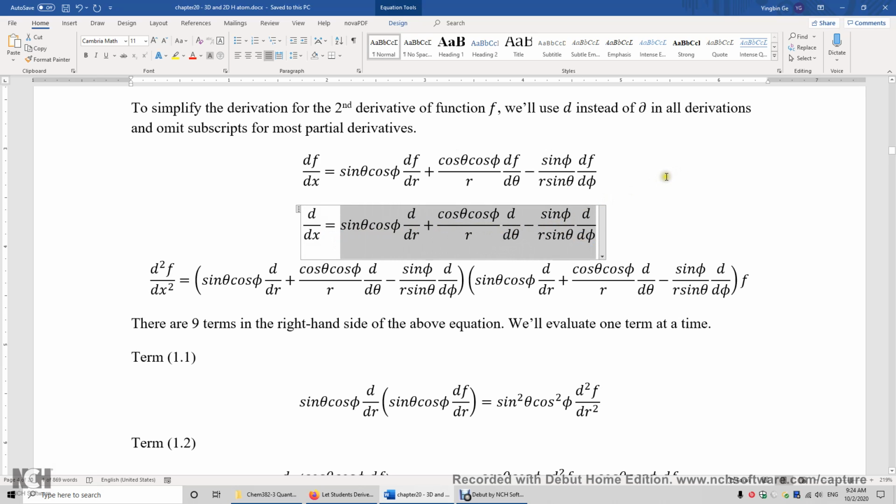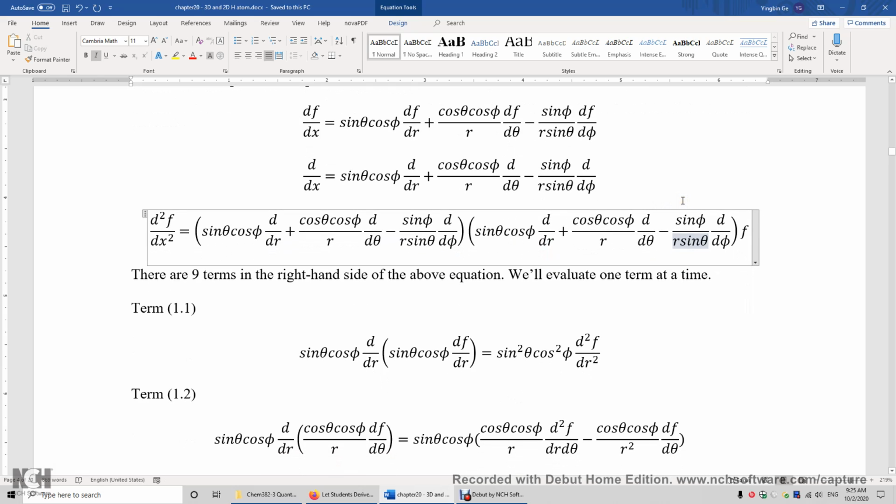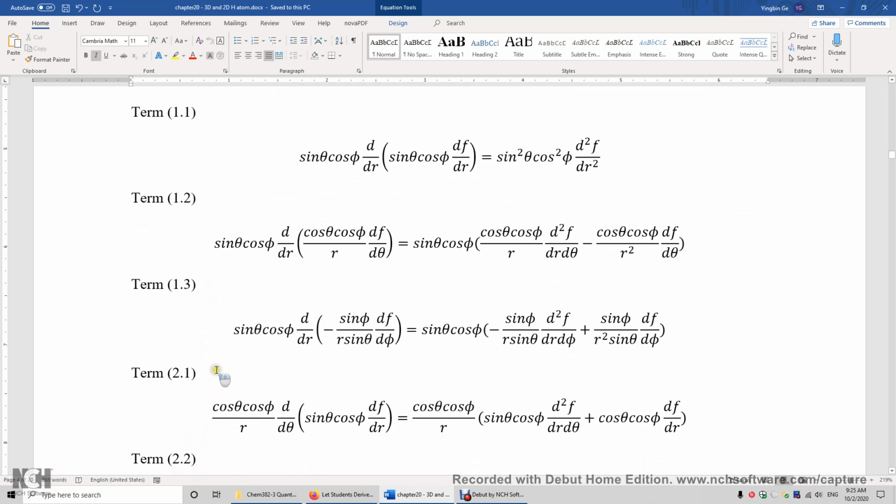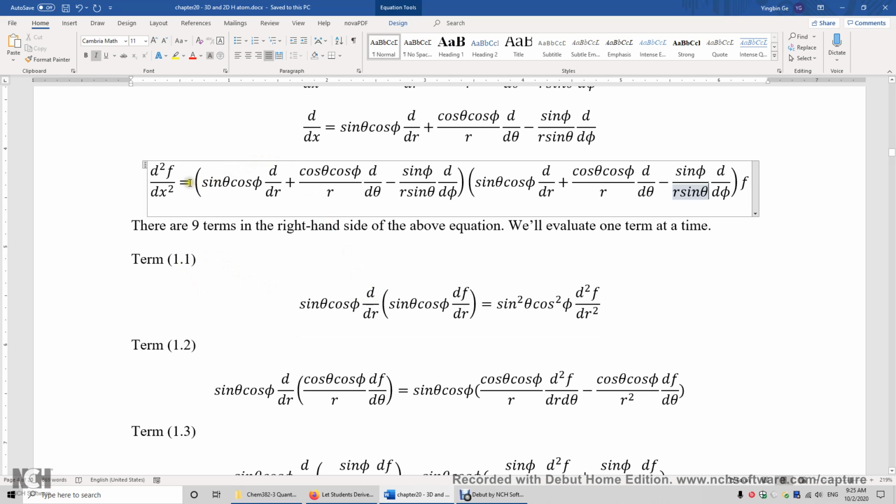And now let's look at the second derivative. The second derivative is the first derivative of the first derivative. We just need to apply this derivative twice to the function f. So once, twice to the f. And you can immediately see we have 3 terms here and 3 terms over here. So really we're going to have a total of 9 terms. I'm going to label them 1.1, 1.2, 1.3, and then 2.1, 2.2, 2.3, etc. So 1.1, that means we're going to apply this to f first.